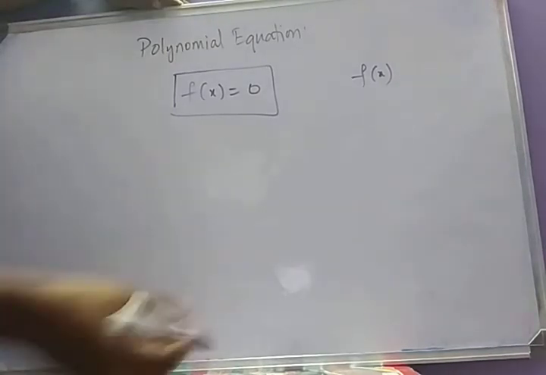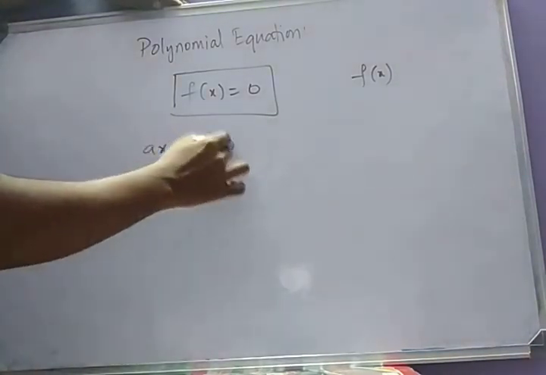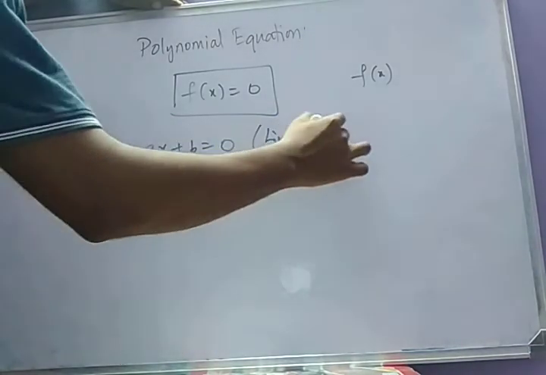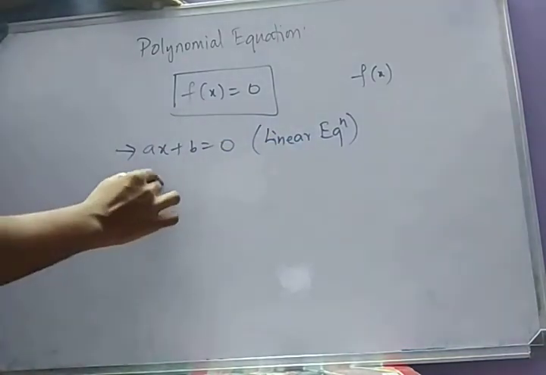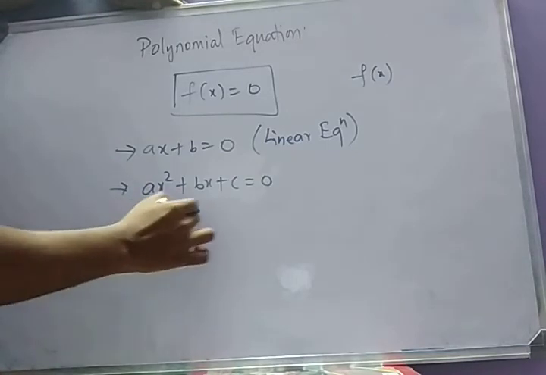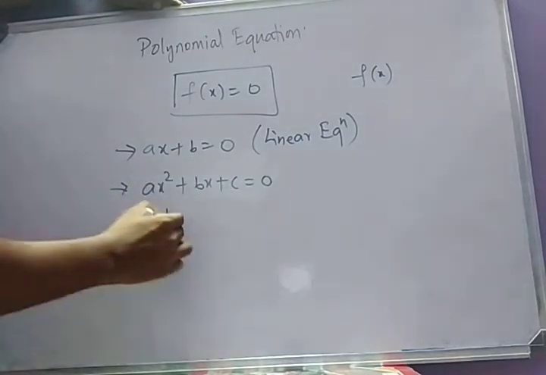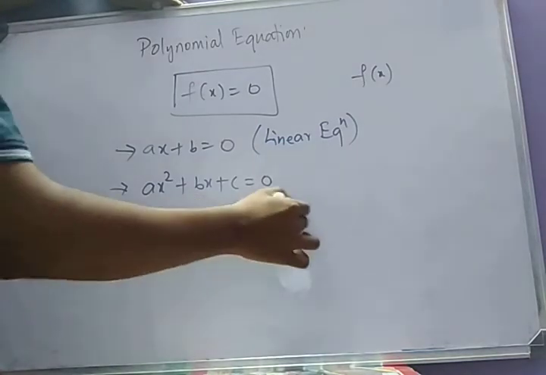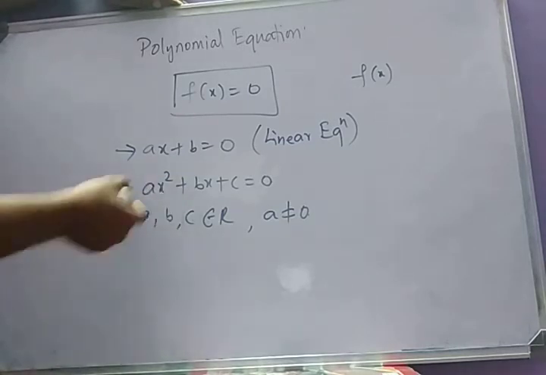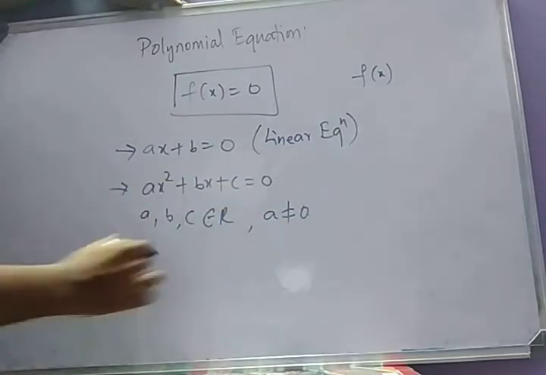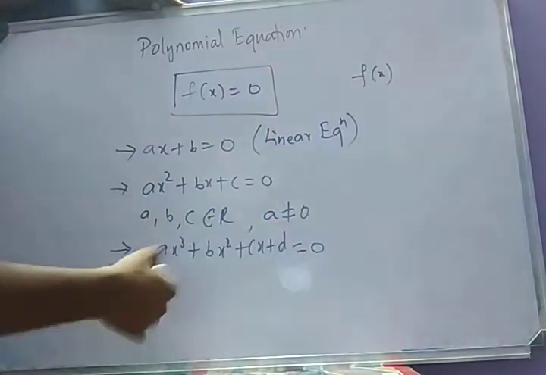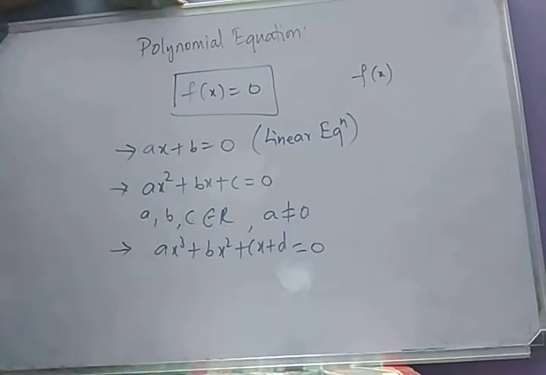In that case, we can say that this is the general form of a linear equation, and this is the general form of a quadratic equation. Observe, a, b, c are real numbers and a is not equal to 0. If we consider a, b, c as complex numbers, they will become complex equations, complex quadratic equations. Fine. And this is a cubic equation: ax cube plus bx square plus cx plus d equal to 0. This is a cubic equation. Then you can consider the biquadratic equation.